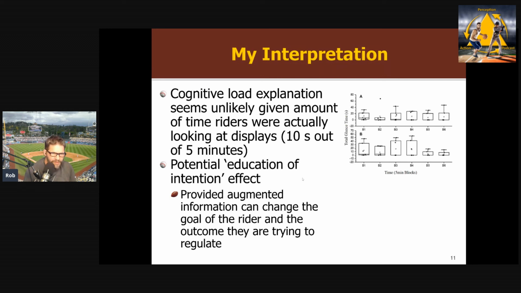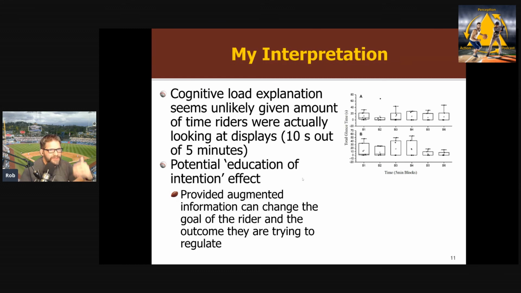We've changed the affordance they're trying to achieve, right? They're no longer trying to cover as much distance. They're trying to produce the specific metric that's displayed in this augmented information. They're trying to produce this. And for me, that's likely why we get this impairment. Giving them all this information is changing the task, right? You can't regulate power without a power display, right?